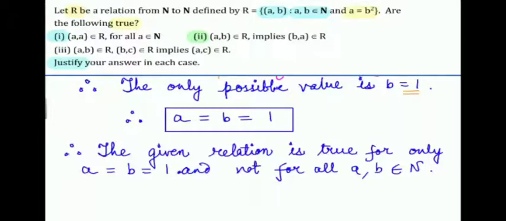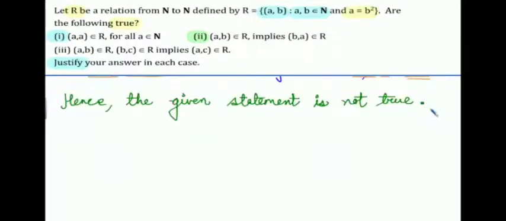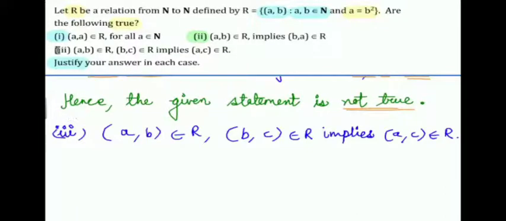So the given relation is true only when a and b both are 1, not for all a, b belonging to N. But our statement is (a,b) belongs to R implies (b,a) belongs to R. So it's false; hence the given statement is not true for all elements. It's only true when a and b both are 1.